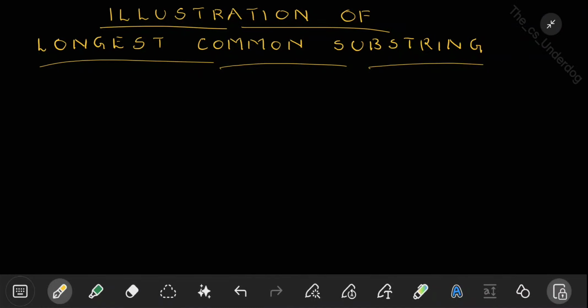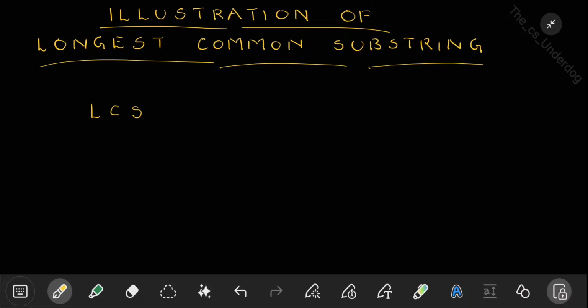Illustration of longest common substring. In the last lecture, we learned about the longest common substring problem. We learned how to solve this problem. What is the algorithm to be followed to solve this problem?